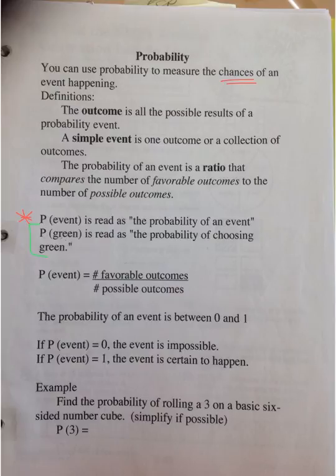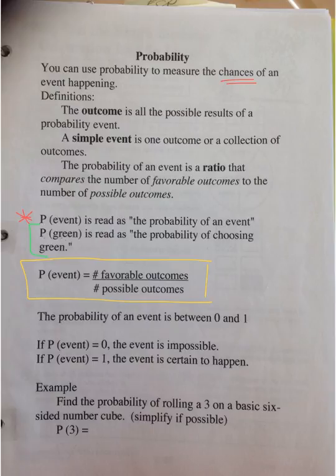If you have a bunch of marbles in a bag, and some are green, blue, yellow, red, what's the probability of choosing green? The way that it's set up is the probability of any event is the number of favorable outcomes, that's in your numerator, and then the number of possible outcomes is in your denominator.